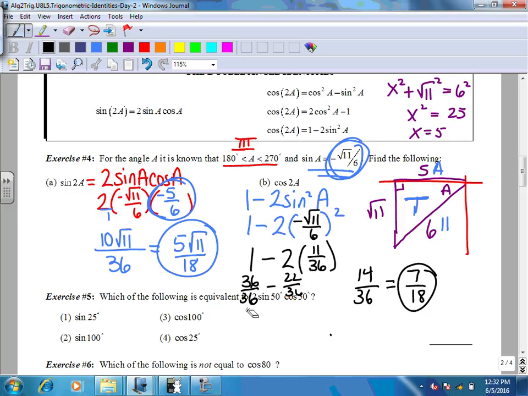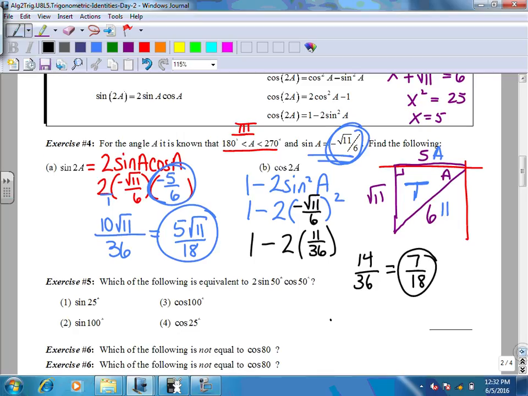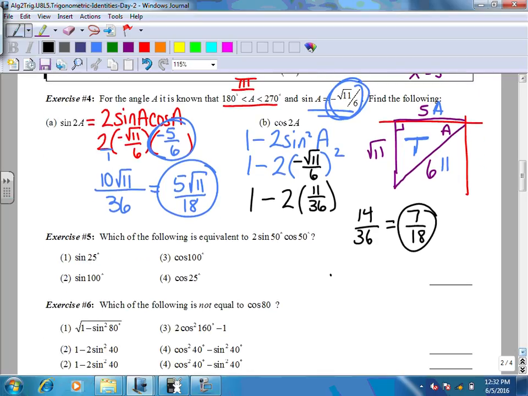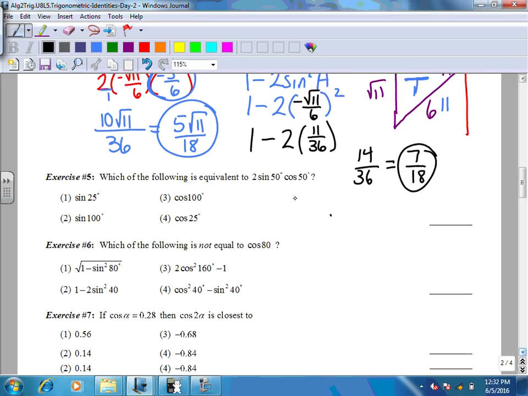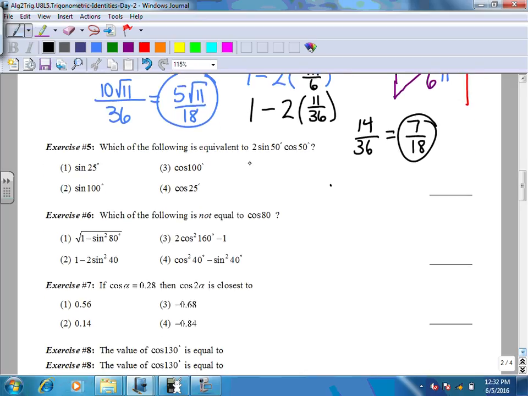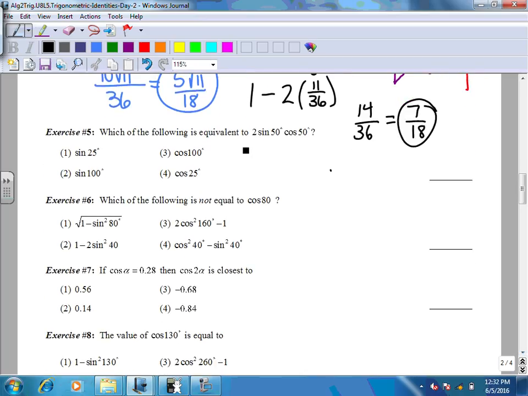All right, I need to erase this so I can see this problem. Which of the following is equivalent to 2 sine 50 cosine 50? Well, to me, this looks exactly like sine 2A, right? 2 sine A cosine A. So this is the same exact formula for sine of 2A. In this case, our A is just 50. So we get sine of 100, choice 2.